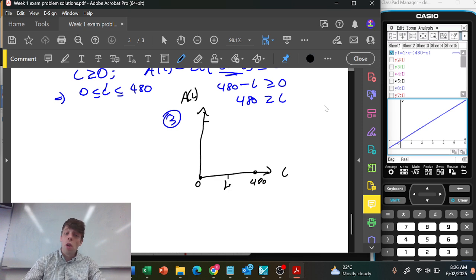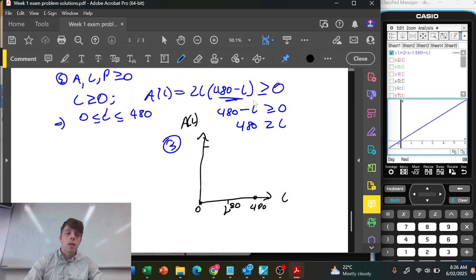What do you do? Don't panic. Let's say we know that the area is going to be at a minimum when L is equal to 0. So when L is equal to 0, you can see in this equation that we will get 0 times this. So the area will be 0. That's going to be an area of 0 if L equals 0, and if L equals 480, area is also equal to 0 in this case. So we know those are our two x-intercepts.